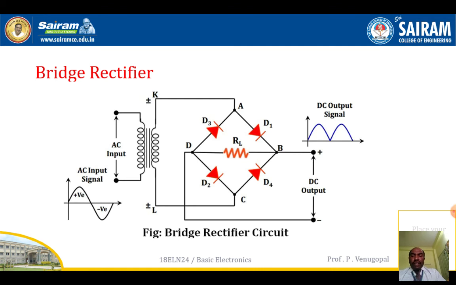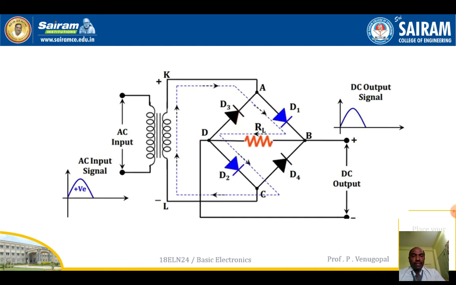During the positive half cycle of the AC input signal, diodes D1 and D2 are forward biased. Since D1 and D2 are forward biased, they become short circuited, and diodes D3 and D4 are reverse biased. They become open circuited. The path of the current is shown in the figure.